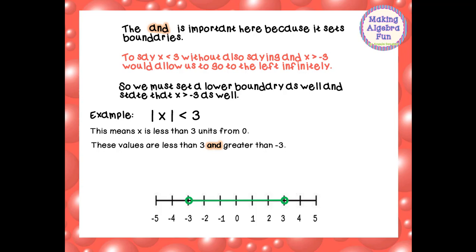However, we must set that lower boundary as well, because as you know, if the worm keeps going to the left, he will eventually get farther than 3 units from 0. So you need to stop the boundary at negative 3. That's why "and" is important. Less than 3 by itself, without the lower boundary, would mean that we can include everything infinitely to the left. And so stopping with that lower boundary means we keep that little worm where it's supposed to be.